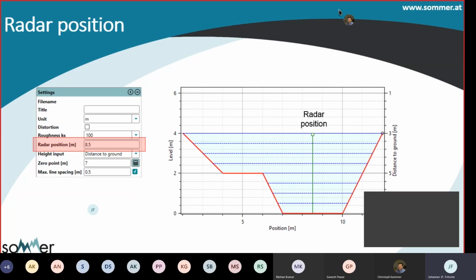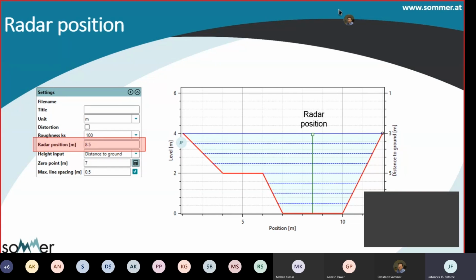So if we look at our profile in the QCommander again, it looks like this. The red line is our profile of our simple channel. And on the left side, in the QCommander, we have our settings of the cross-sectional profile. So we have already imported the data, we have adjusted the level. So at the lowest point of our profile, we have a water level of 0. And at the maximum water level, we have a value of 4 meters.